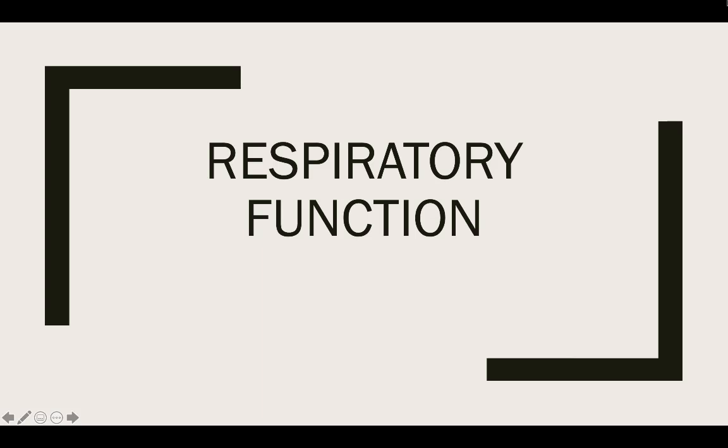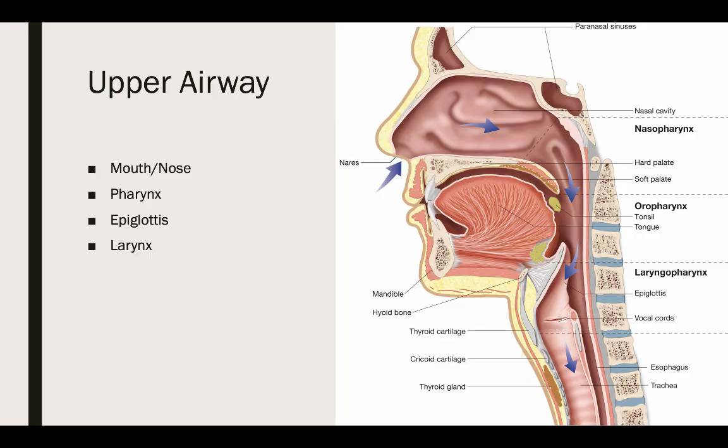Let's talk about basic respiratory function. As a quick review, we have upper airway and lower airway delineated by our larynx. So upper airway, think oropharynx, nasopharynx, ending down there at the epiglottis and the larynx. So everything above the epiglottis and larynx, we are considering upper airway.